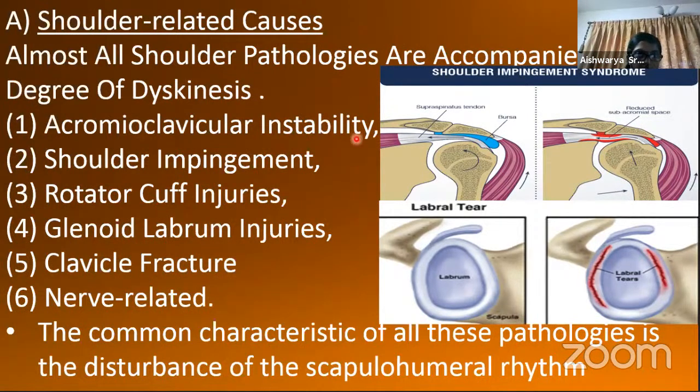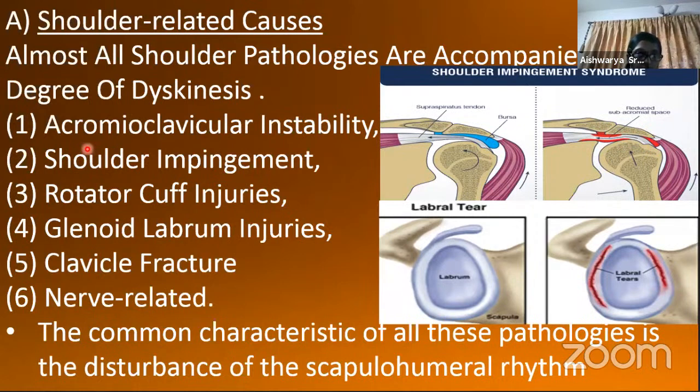Acromioclavicular instability. Why? Because mainly the scapulothoracic joint is related to the movement of the acromioclavicular joint. So when there is some instability in this joint, then automatically the scapula, which is stabilized by certain muscles attaching to it, is not being held in position properly and thereby cannot be moved properly either.